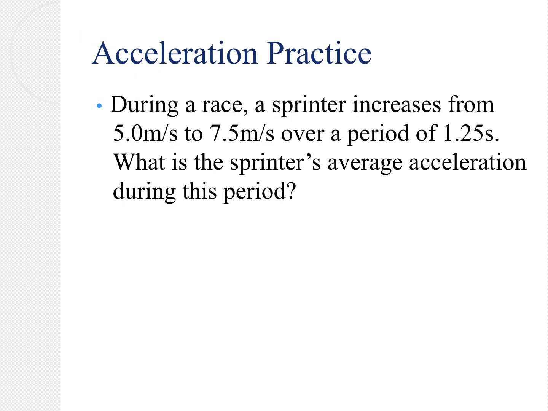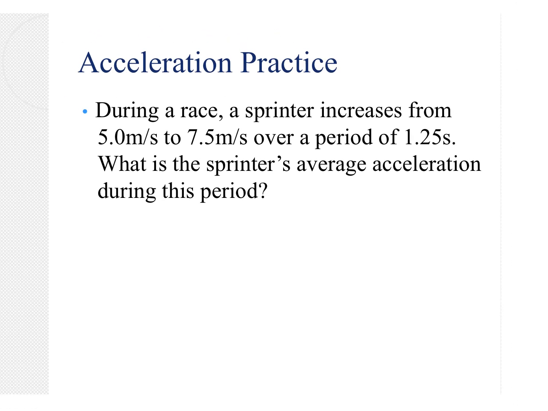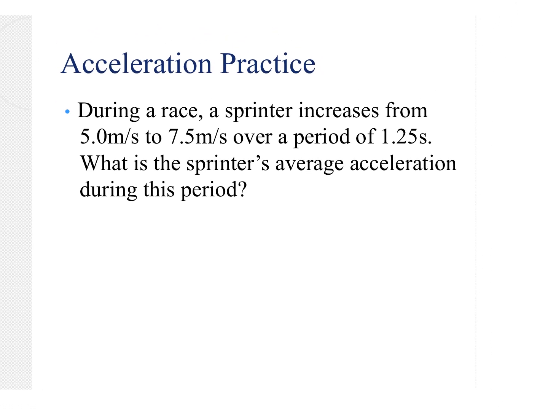All right, let's look through a couple basic acceleration problems here. Okay, so we need our calculator out if we don't have that yet. During a race, a sprinter increases from 5 to 7.5 meters per second over a period of 1.25 seconds. What's the sprinter's average acceleration during this period? Don't let the word average throw you off, right? We're always going to calculate average acceleration, so that doesn't need to change the way we do anything.